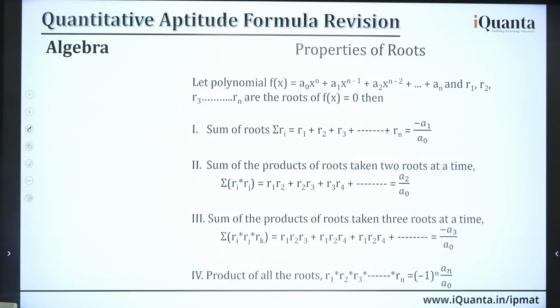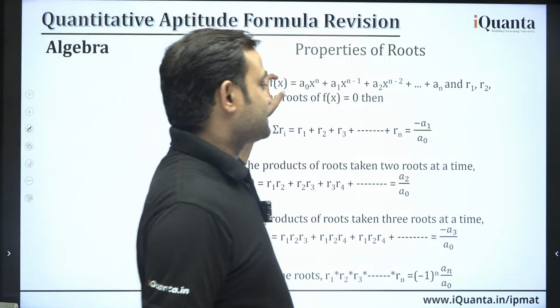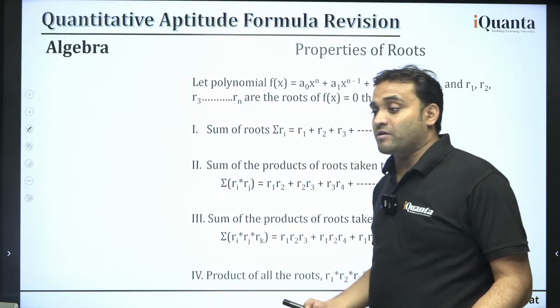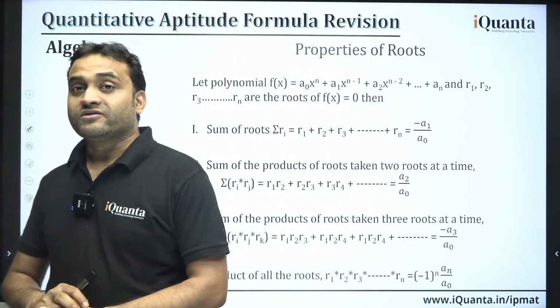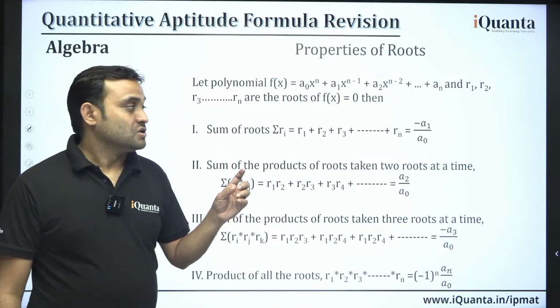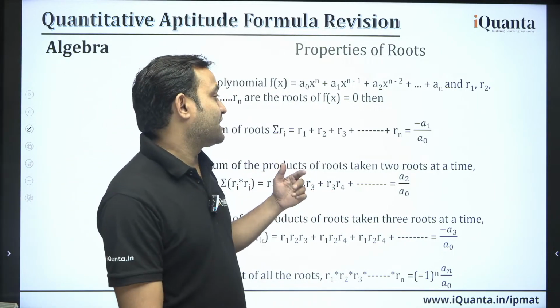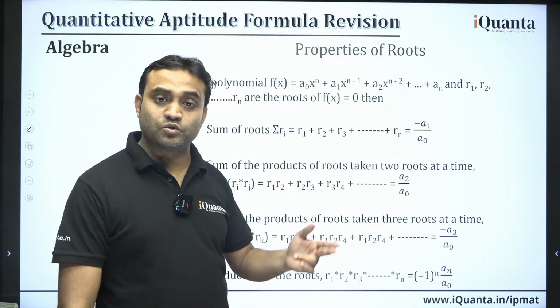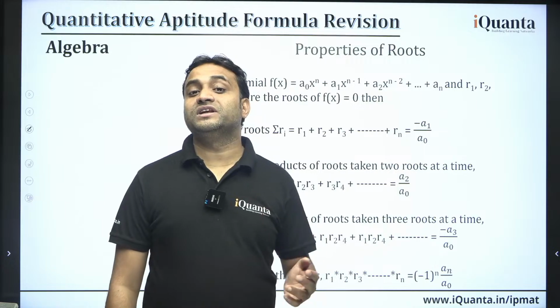Okay. So what do we know about this? This is the same polynomial that we discussed about. This is the format of a polynomial, right? And if a polynomial is like this and there are some roots, roots are r1, r2, r3 till rn. If the degree is n, there will be n roots. Degree is 2, there will be 2 roots. If degree is 3, there will be 3 roots, and so on.